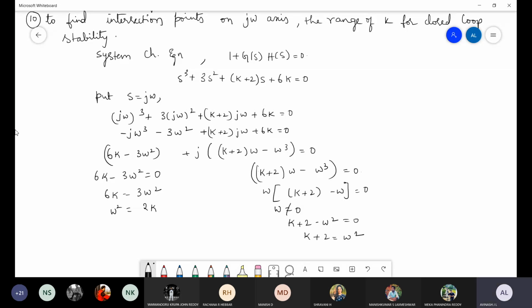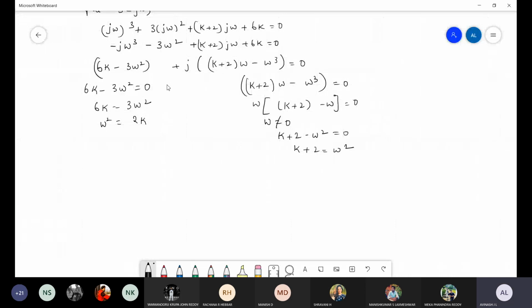So this is what exactly we get. After we get this, k plus 2 equal to omega square. We know that in the previous step we got omega square equal to 2k, so we can replace it here. Therefore k plus 2 equal to 2k, so 2 equal to 2k minus k. So here k will be equal to 2. This is the value we get for k.